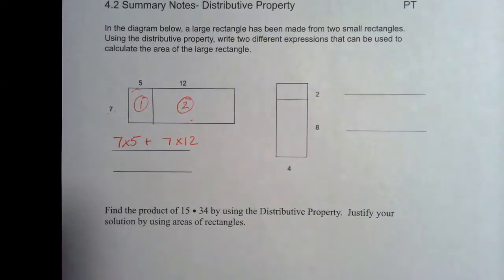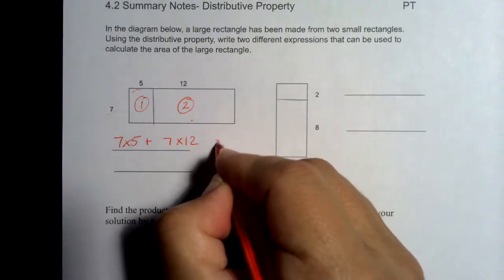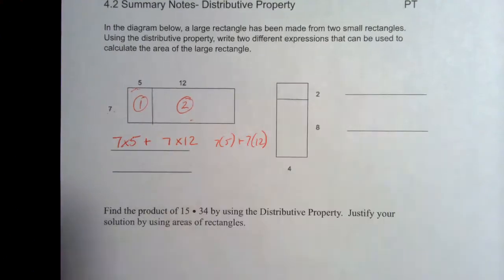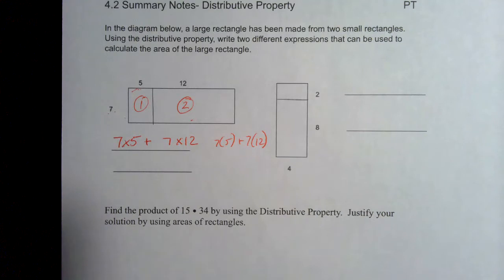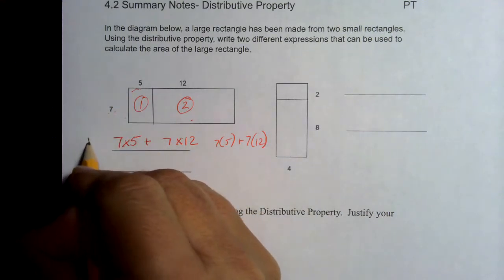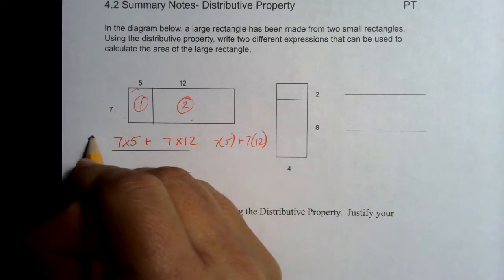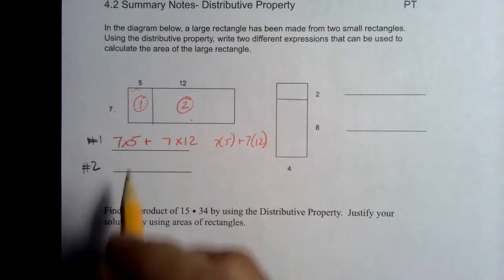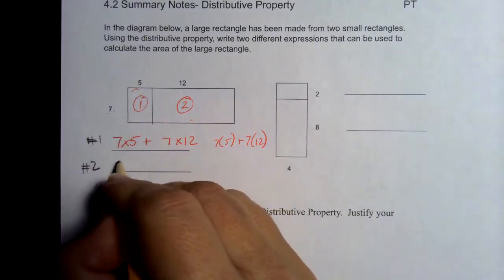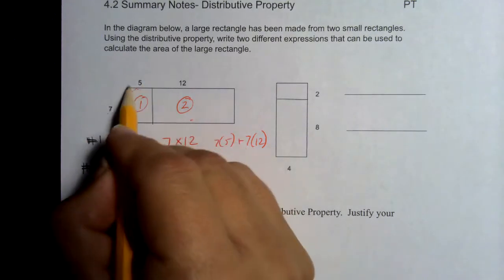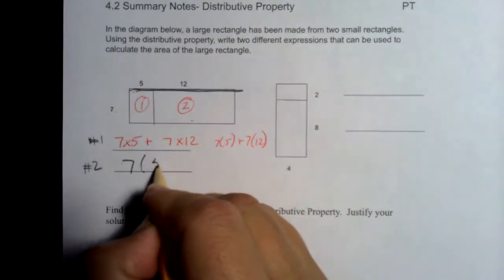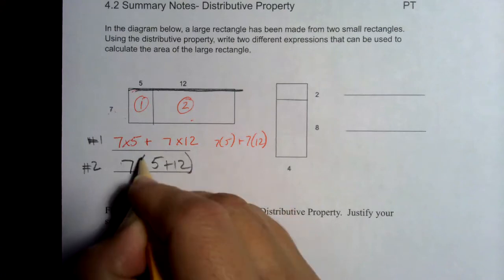Okay, and again, if you want to write it with the same format as the other one, it would have been 7 times 5 plus 7 times 12. Let me switch back to my pencil. Now, that was number 1. The second one would be to say again, my length is 7, and my width of my large rectangle would be 5 plus 12.